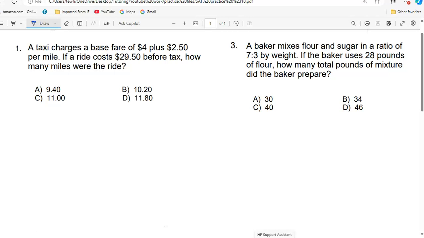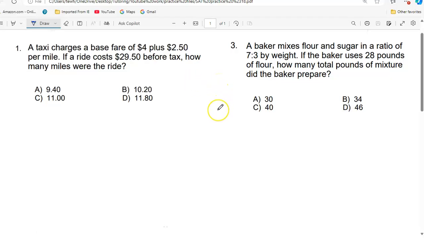Alright, let's go over these problems. The first one: a taxi charges a base fare of $4 plus $2.50 per mile. If a ride costs $29.50 before tax, how many miles was the ride?